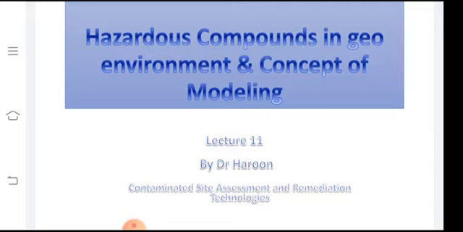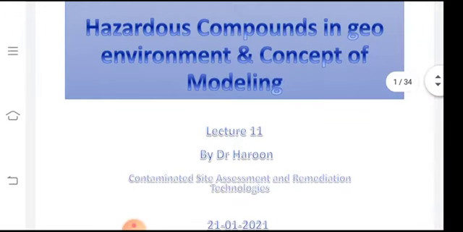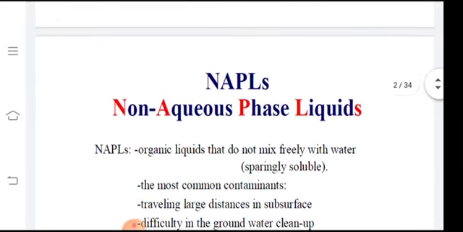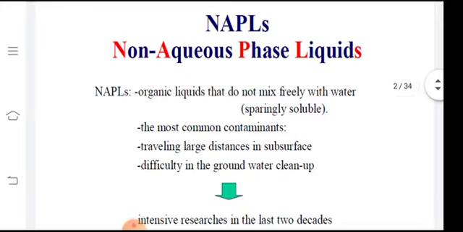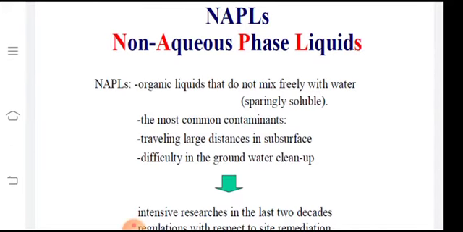This category has a different behavior from the compounds we used to deal with, and we will also focus on their mechanism of settlement in the groundwater and in the soil as well. So what kind of hazardous compounds are we going to focus on? Those compounds are called NAPLs, non-aqueous phase liquids.